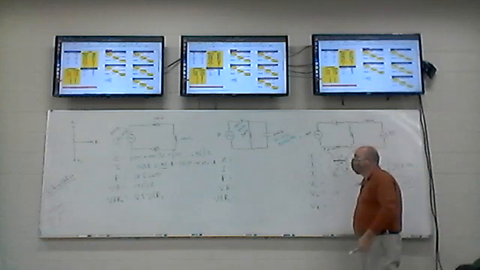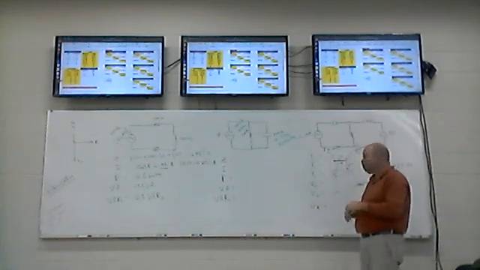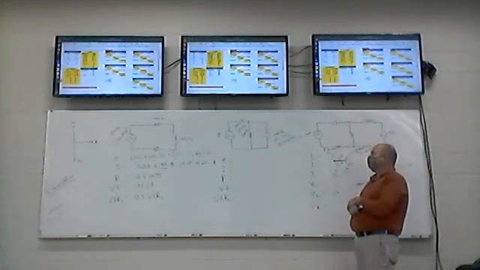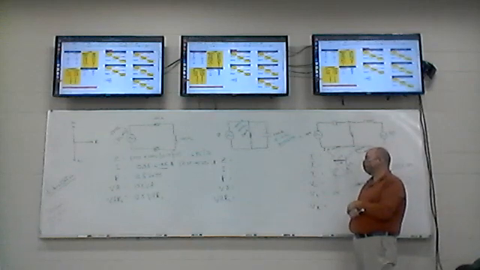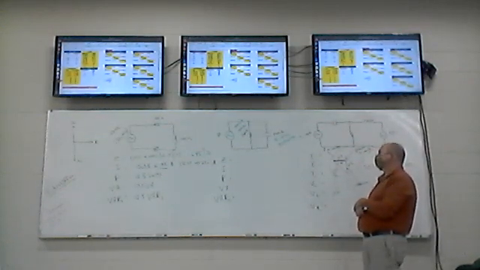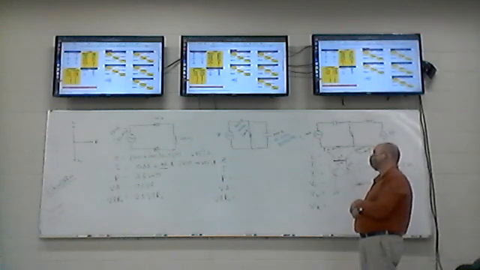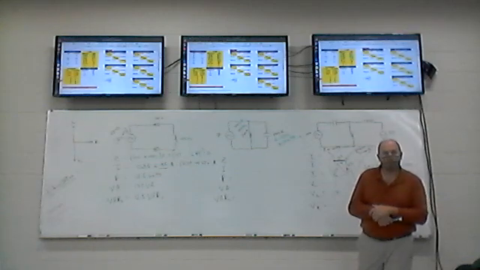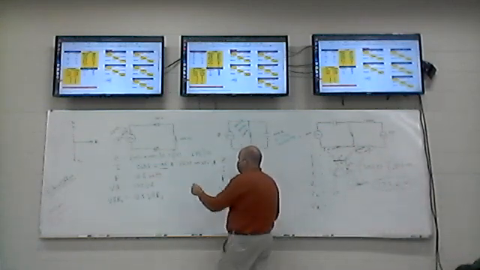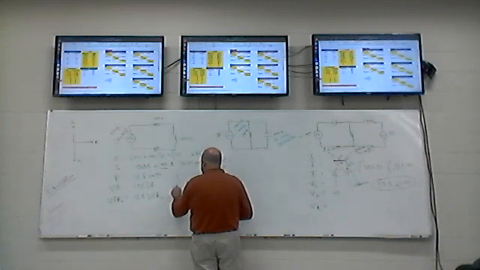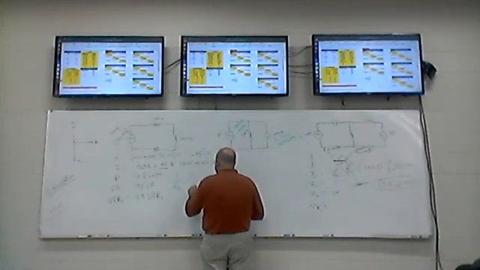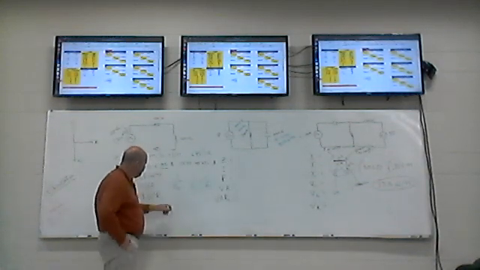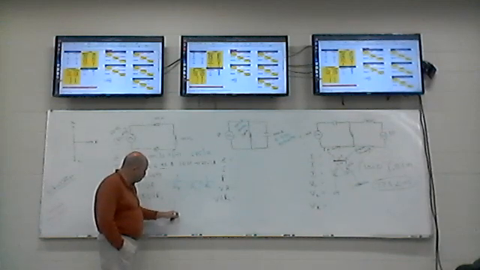How do I get a common impedance? I could do this one easier, but that's okay. How do I get a common impedance? What did we do when we put resistors in parallel? 1 over Rp equals 1 over R1 plus 1 over R2 plus dot dot dot. 1 over impedances in parallel is going to equal what?